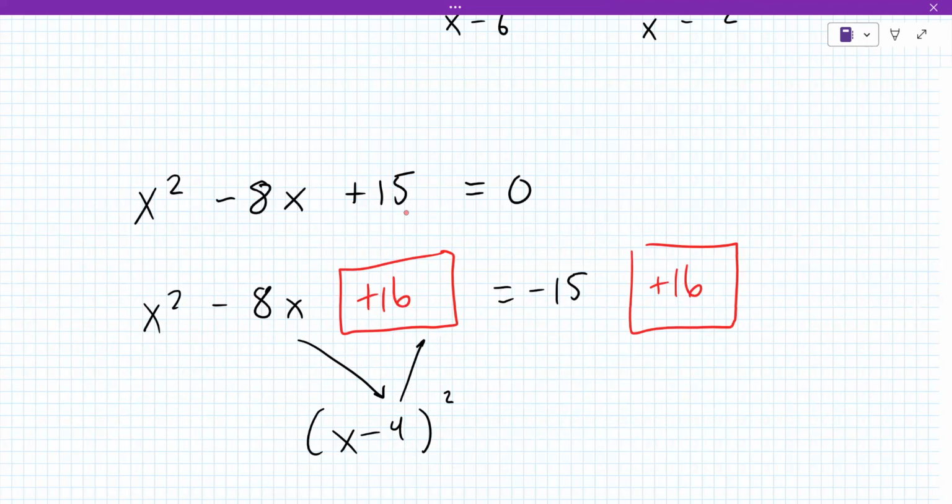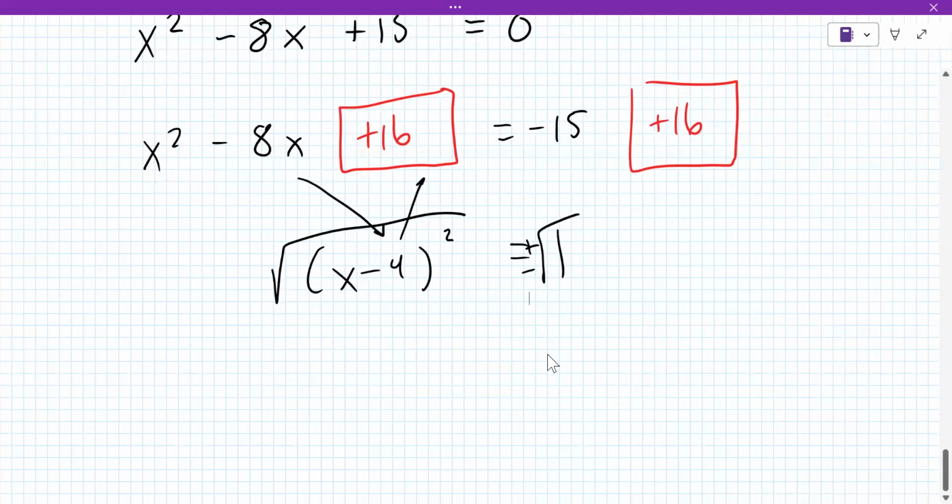So on the right-hand side, it's really 1. You got it. One squared is 1, so square root, right? Plus or minus. Yeah. Square root. X equals 5, x equals -3.